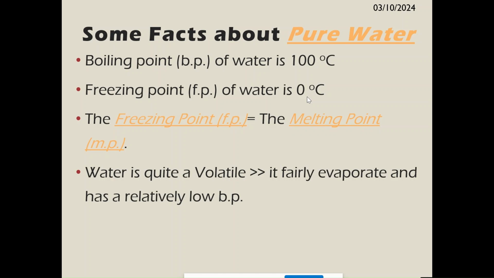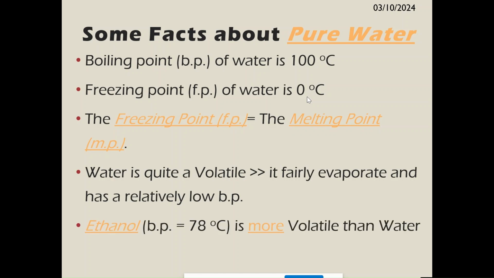Water is not quite volatile. It barely evaporates and has a relatively high boiling point. Ethanol, for example, which is an alcohol, as we mentioned, is highly volatile because it has a lower boiling point than water. Its boiling point is 78 degrees. That's why it's more volatile than water, because its boiling point is less than that of water. And as the boiling point decreases, the volatility increases.